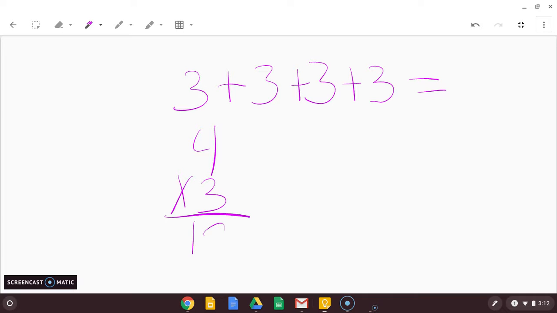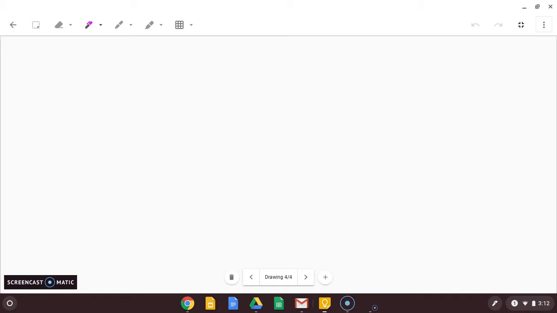So if I have something like 3 plus 3 plus 3 plus 3, you can add them, or you can count. There are 1, 2, 3, 4 3s. So 4 times 3, and that's going to give us 12. So again, you can count them. You can use multiplication. Either way, you're going to get the same answer.